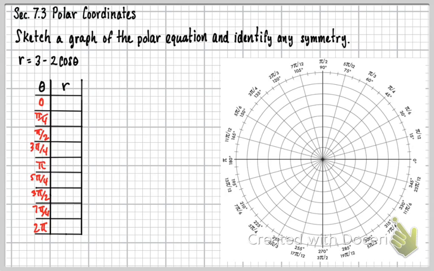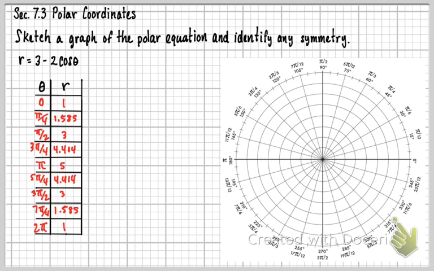So again, cosine of 0 is 1. So that's going to be 1 times 2, which is 2. So 3 minus 2 is going to be 1. So then my first one is going to be a 1 here. So I'm just going to continue with this same pattern. And again, decimal approximations are going to be sufficient here because I'm graphing these. I don't want the square root of 3 over 2 because I can't graph that. So I'm just going to fill in the rest of this table.